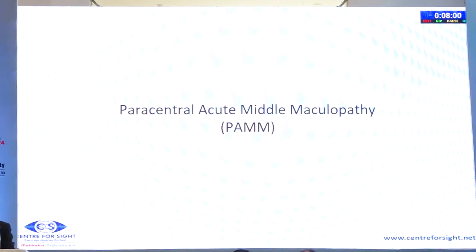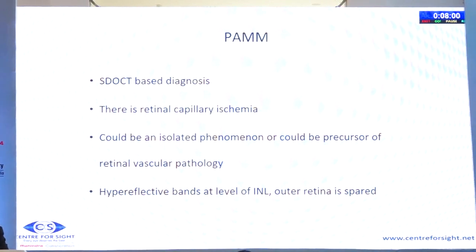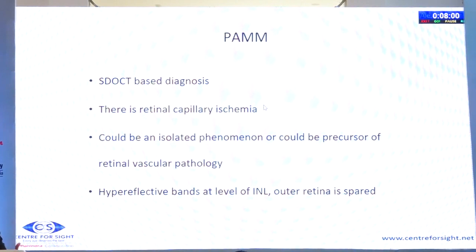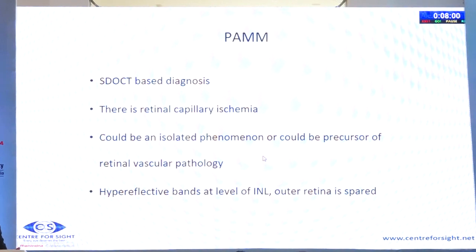PAM is another entity which is maybe a rare diagnosis and is only diagnosed on spectral domain OCT. There's a retinal capillary ischemia and the deeper layers are involved. The outer layer is not involved, but the middle retinal layer is involved. Sometimes it could be an isolated disease, and sometimes it could be considered a precursor of retinal vascular disorders. What we see are hyperreflective bands in the inner nuclear layer, but the outer retina is completely spared.